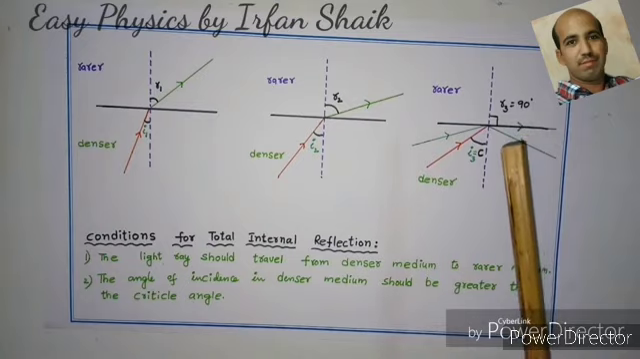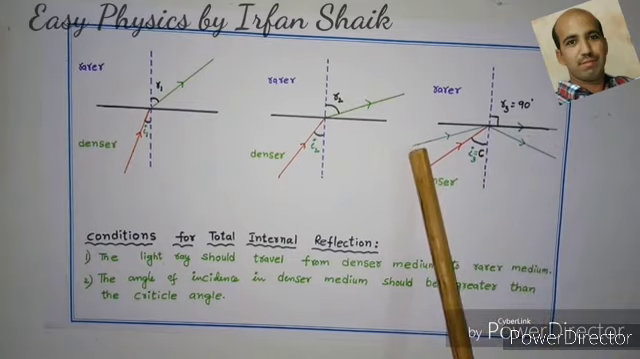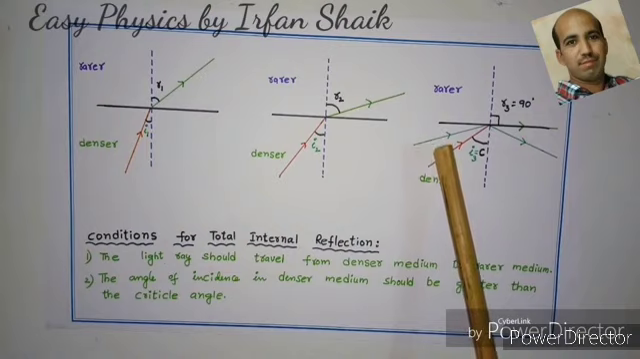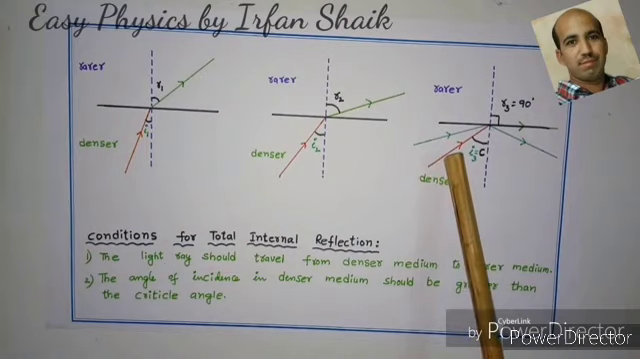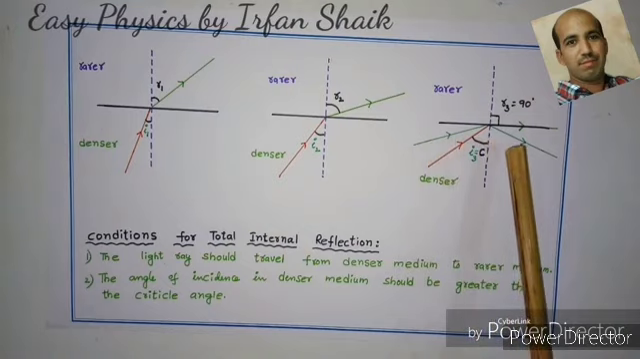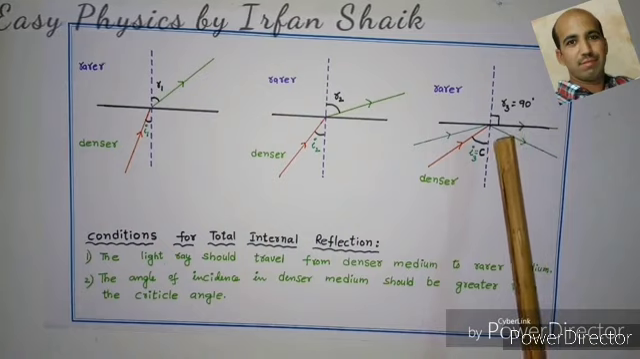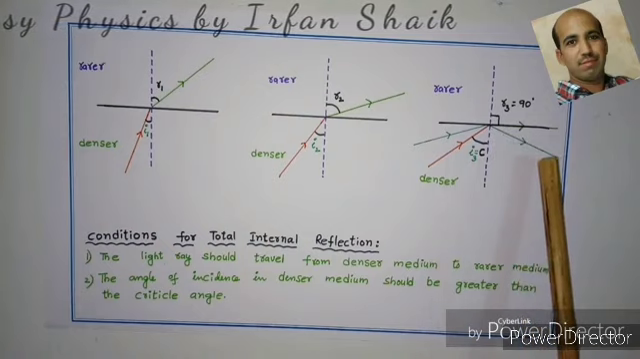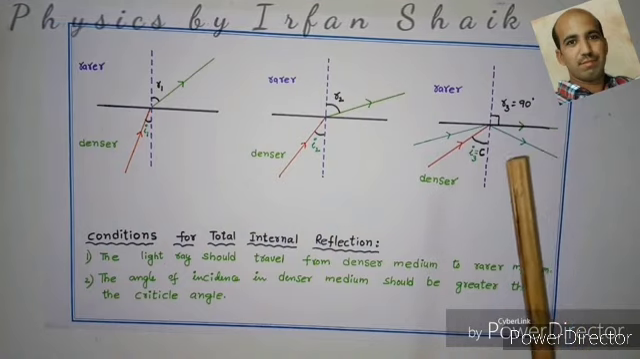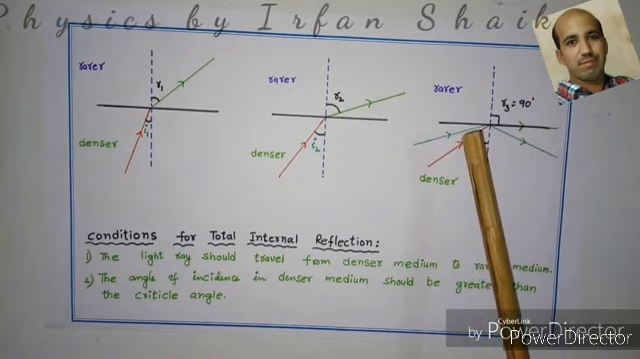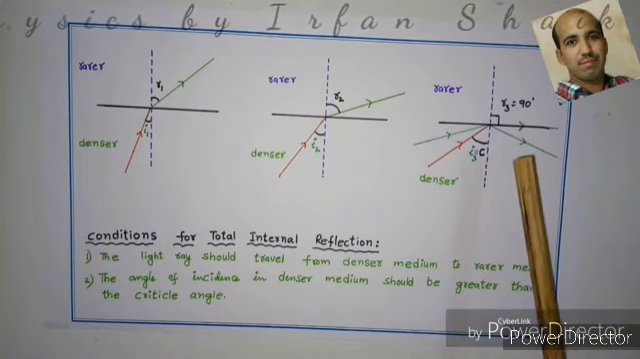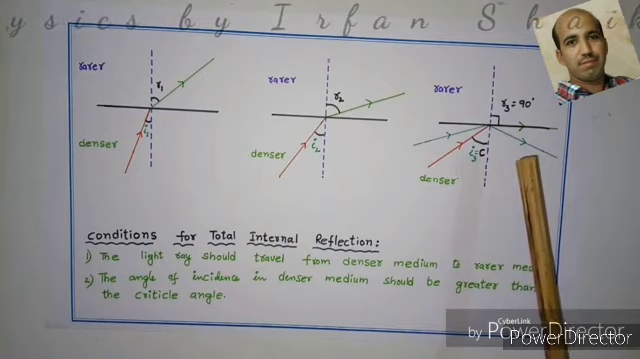If the angle of incidence is further increased, observe the green colored line here. Here, the angle of incidence is greater than the critical angle. For this angle of incidence, the light ray doesn't undergo refraction. Here we observe reflection. That means if the angle of incidence is greater than critical angle, the light ray undergoes reflection rather than refraction. This is known as total internal reflection.